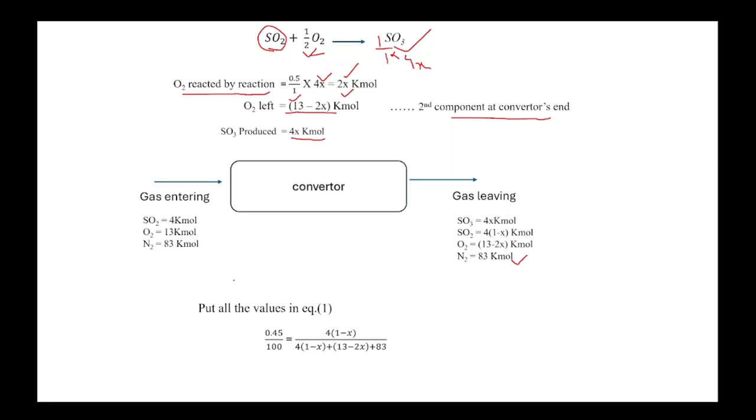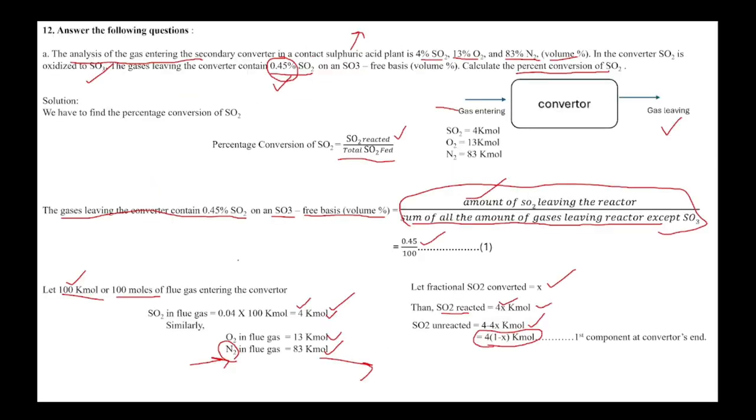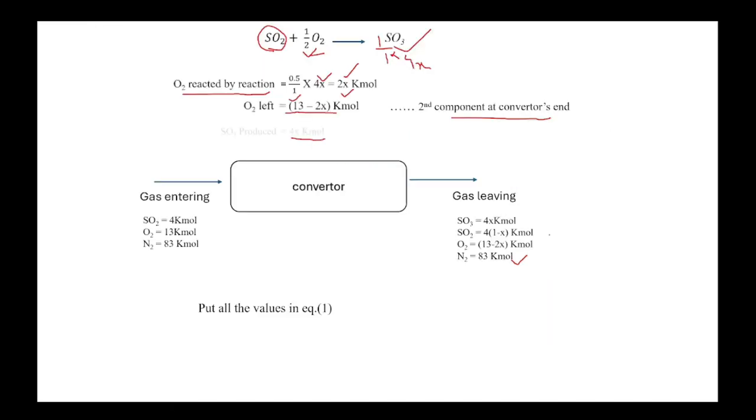Now, putting all the values together, we have this equation as one. So see here, 0.45 divided by 100, that is 0.45%, is equal to the amount of SO2 unreacted upon all the components at the end of the reactor excluding SO3. We will not consider SO3. So this SO2 plus O2 plus N2 at the end of the reactor.